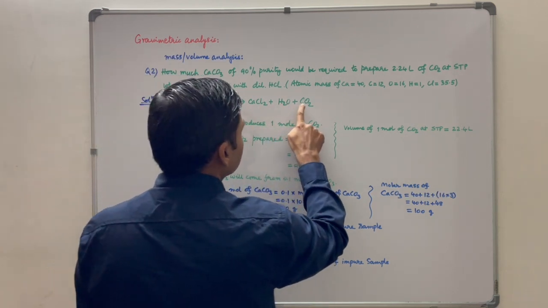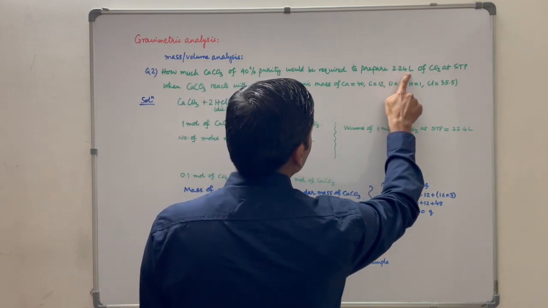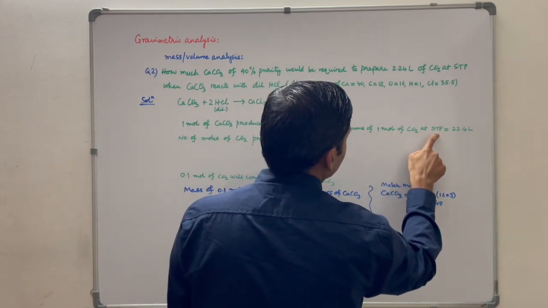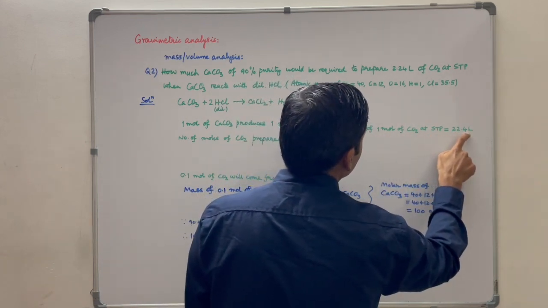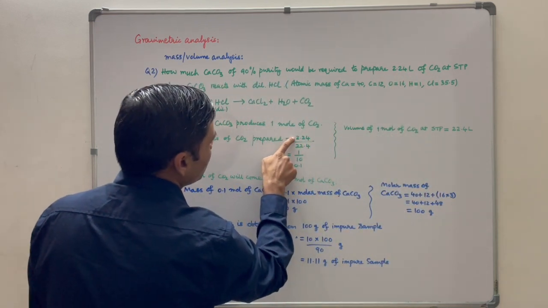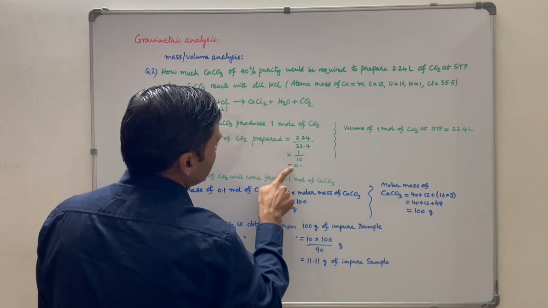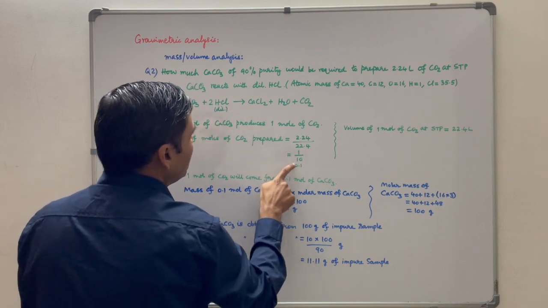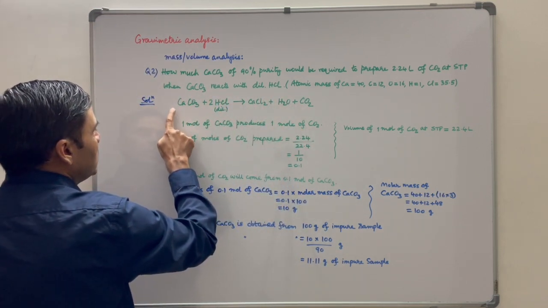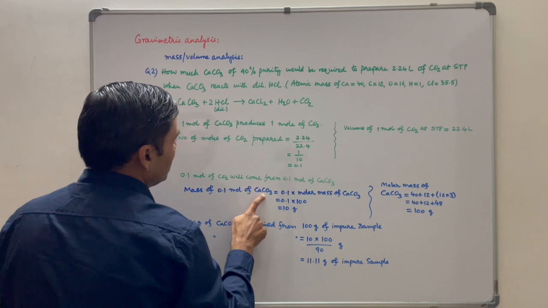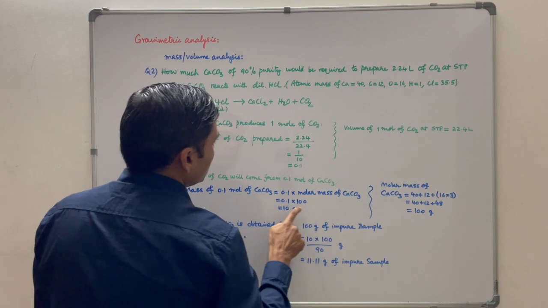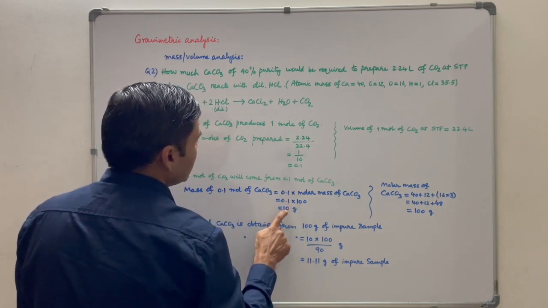Carbon dioxide gas that needs to be produced is 2.24 liter. We know that the volume of 1 mole of any gas at STP is 22.4 liter. So the number of moles in 2.24 liter of carbon dioxide will be 2.24 upon 22.4, that is 0.1 mole. So 0.1 mole of carbon dioxide will come from 0.1 mole of calcium carbonate. So the mass of 0.1 mole of calcium carbonate will be 0.1 into the molar mass of calcium carbonate. So it is 0.1 into 100, that is 10 gram.